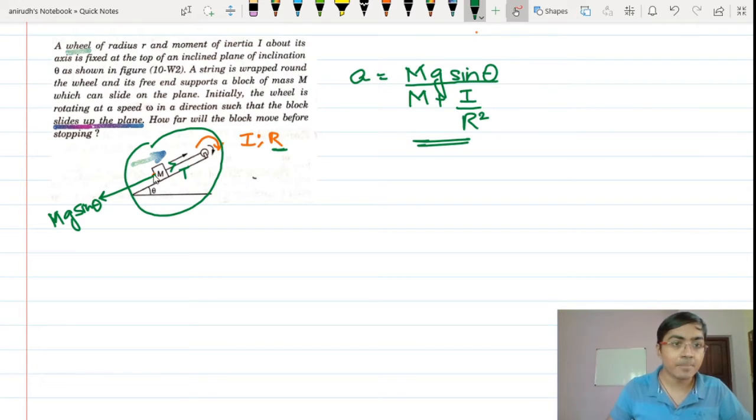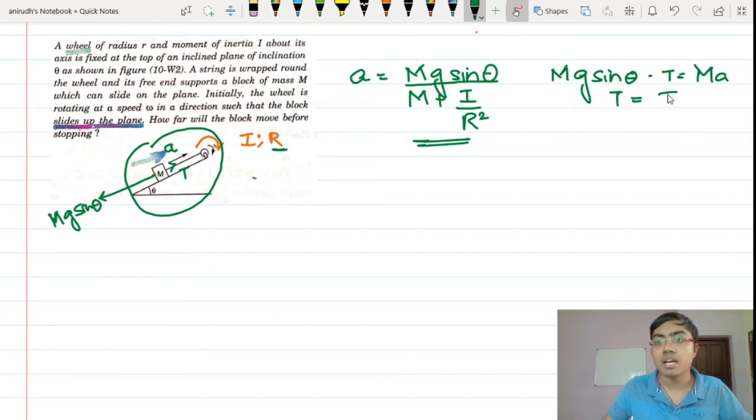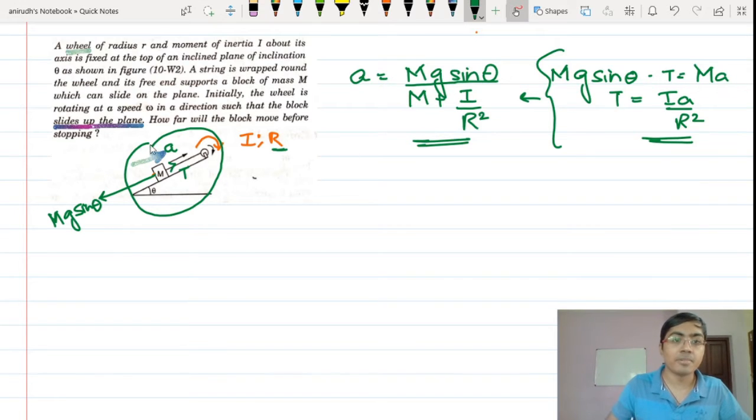So what is happening here? This particular body is having a deceleration in the upward direction. That means the mg sin theta force is more than T. So mg sin theta minus T is equal to m multiplied by a, and the second equation that you can find is T is equal to Ia divided by r square. Since we have done these things previously, we will simply use this, and if you solve this, you will get this particular equation. You can solve this, and you can also take a very simple approach, that is net external force divided by the total mass.